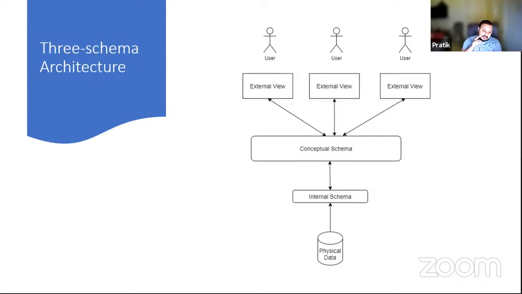The same physical data can be represented in three different schemas: internal schema, conceptual schema, and external view, or the external schema. Based on which level you are at and what type of user you are, you get to see that particular schema. For example, if you're a database administrator, you are the one administering that particular database, so you will be working with the internal schema.